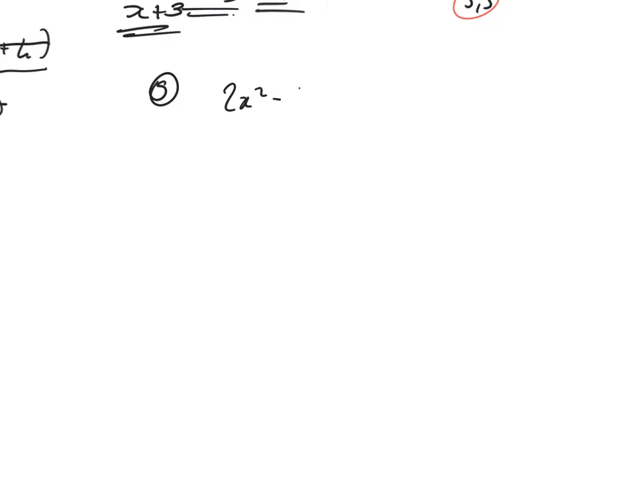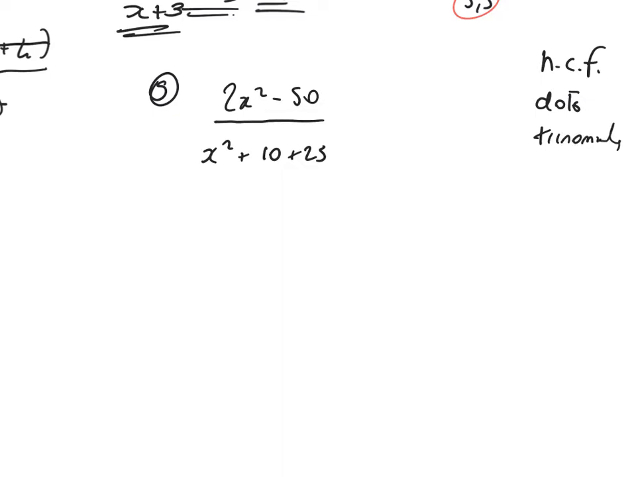Okay, let's try example 5. I've got 2x squared minus 50 over x squared plus 10x plus 25. Remember, for factorising, I've got 3 options of operations that I can do. It could be highest common factor, difference of two squares, or trinomials, or it could be combinations of those. Always remember, the first thing you should look for is a highest common factor.